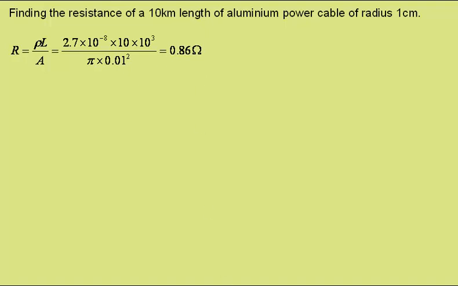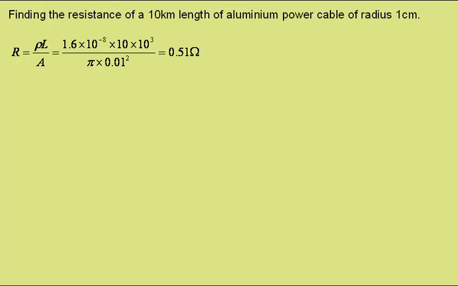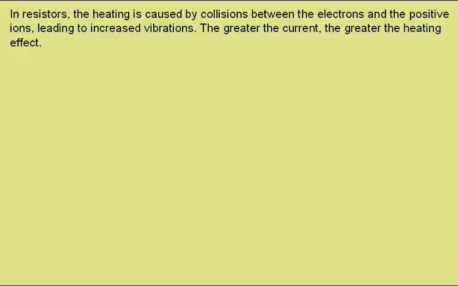But when looking at the efficiencies of distributing electrical energy around the country, resistance isn't the only factor we need to consider. To improve efficiency, there is another consideration as well as the resistance of the wire. In resistors, the heating is caused by collisions between the electrons and the positive ions, leading to increased vibrations. The greater the current, the greater the number of collisions, and therefore the greater the heating effect.